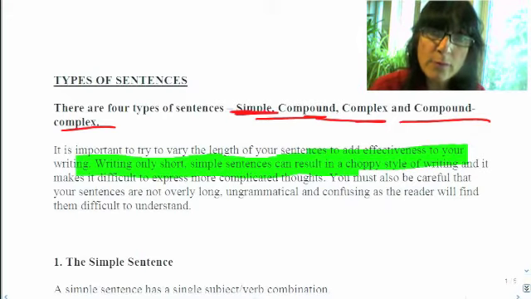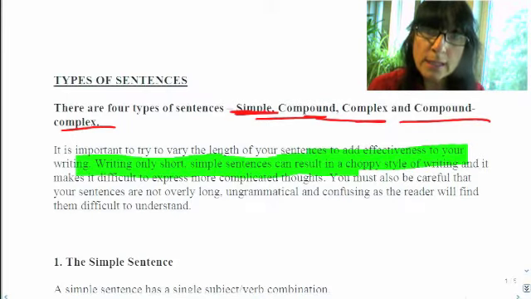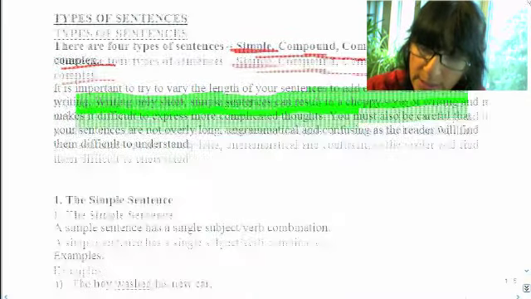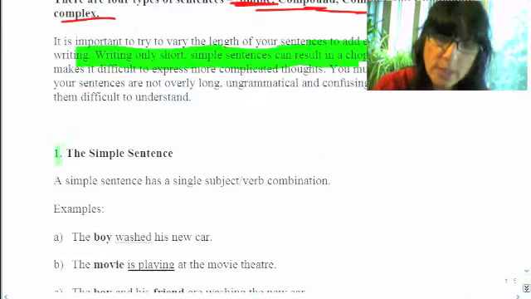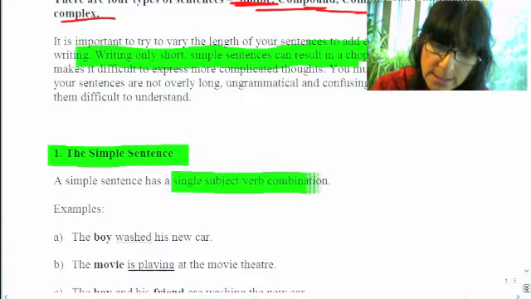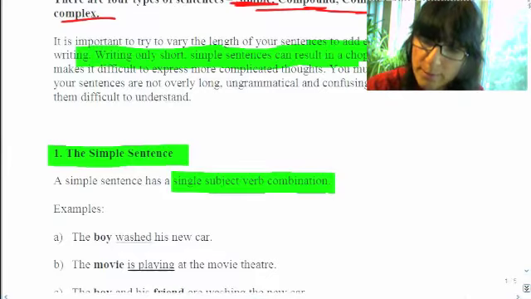But be careful, however, that if you are going to write in longer sentences, that they don't become too long and confusing, and that you do write them so that they are grammatically correct. So looking at the first type of sentence that I want to analyze today, it's called the simple sentence. And a simple sentence just has a single subject-verb combination.